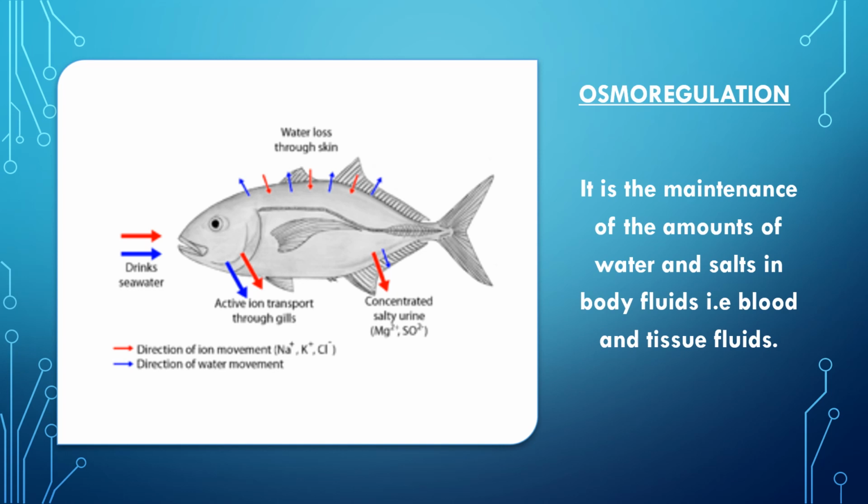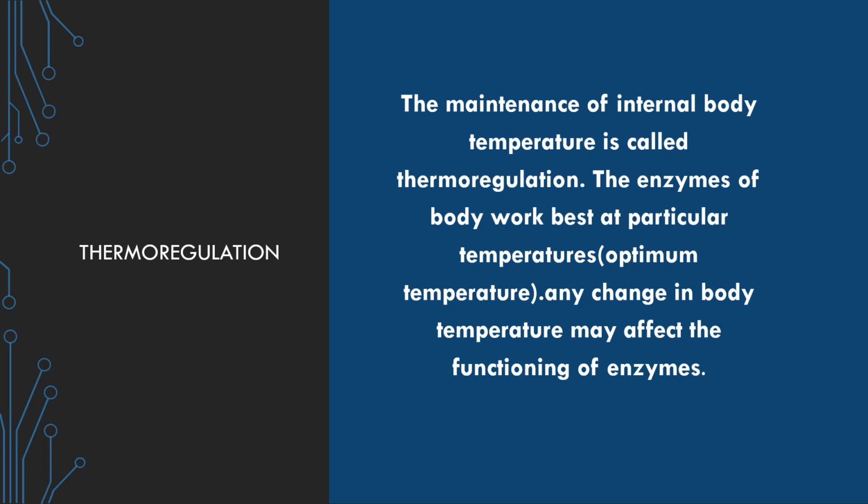Thermoregulation. The maintenance of internal body temperature is called thermoregulation. The enzymes of the body work best at a particular temperature, which is known as the optimum temperature, and any change in the body temperature may affect the functioning of enzymes. We have discussed this in our 9th class in the chapter on enzymes, so we read about the effect of temperature on enzymes.